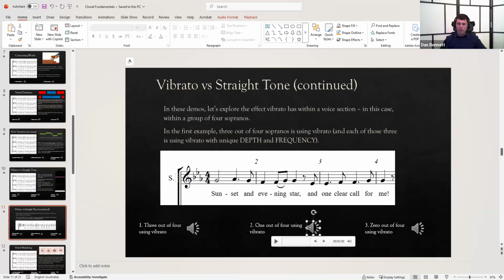This is number 2, 1 out of 4 sopranos using vibrato.